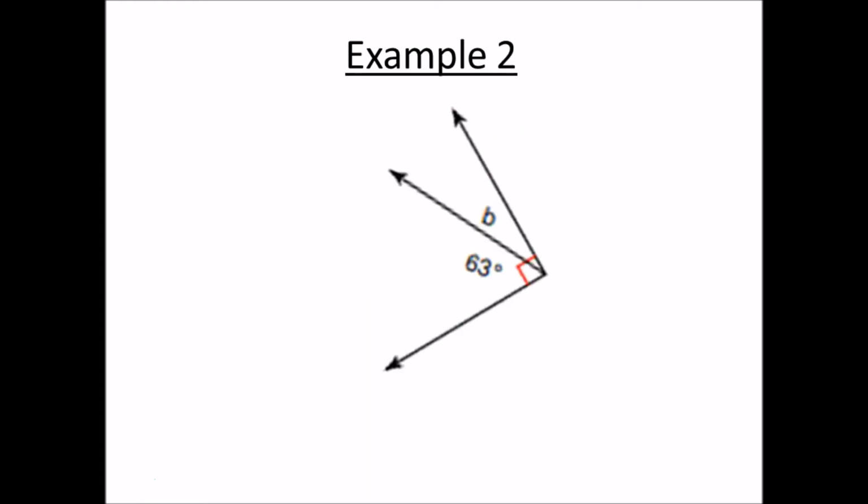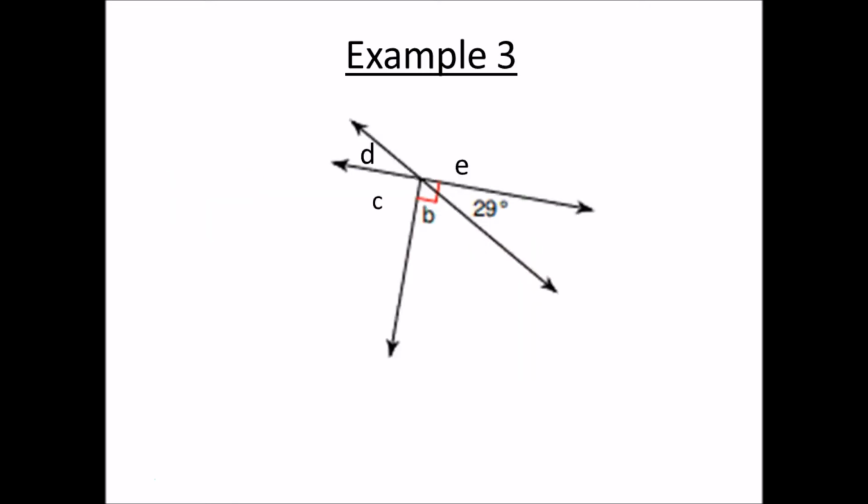Now let's look at example 2. Notice that something is in that picture. I have a right angle right there, which is 90 degrees. I know that this is 63 degrees right here because that's given. So what we need to find is angle B, which is this piece right here. Let's look into that. If I know my right angle is 90 degrees and I know the 63 degrees is given, I can subtract those two angles and that gives me 27 degrees. So angle B is equal to 27 degrees.